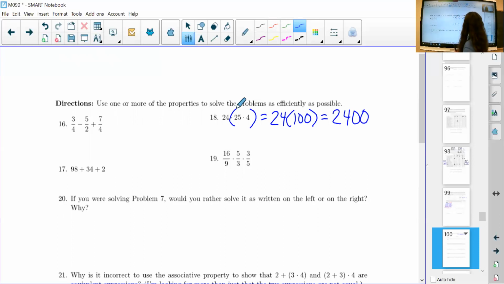So which property did I use for that? Well, I didn't change the order, I just changed which ones I did first. I changed the grouping. So in this case, I used associative of multiplication. Ask yourself if there's another way to do it, while still getting a nice, easy problem. See what you can come up with. And then ask yourself, for these other problems, which ones look like you can rearrange them somehow and get something easier to do.